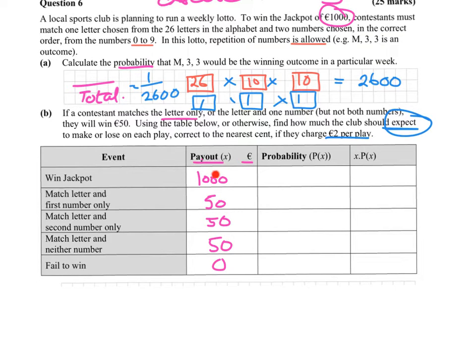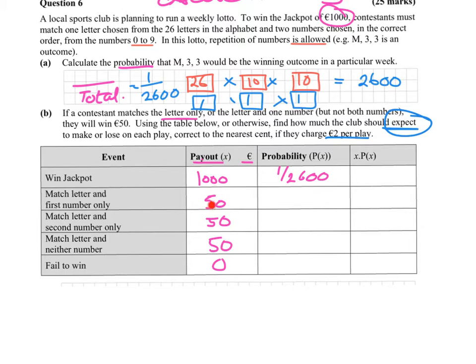Right, so I've filled out the payout. What we need to now do is the probability of winning 1,000. Well, we've actually done that. The probability of winning 1,000 is 1 out of 2,600, because there'll only be one letter and one or two numbers that will actually match that perfectly. So 1 out of 2,600.